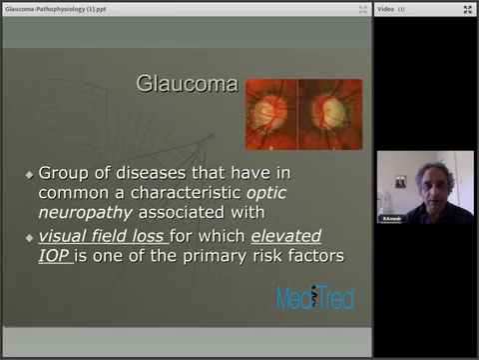So what is glaucoma? It's a group of diseases that have in common a characteristic optic neuropathy associated with vision field loss, for which elevated intraocular pressure, or IOP, is one of the primary risk factors. Remember, 20 years ago, people used to equate glaucoma to elevated intraocular pressure. We know better now. We know that elevated IOP is one of the main risk factors, but there's also a whole group of glaucoma patients out there where the intraocular pressure may be normal, but they have vascular dysregulation, which is the main reason why they develop glaucoma-related vision field loss.